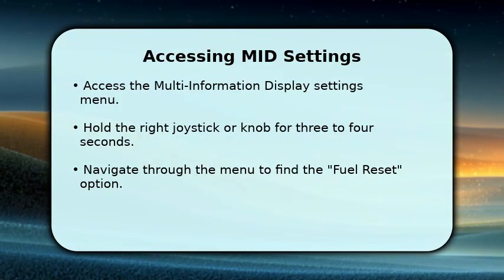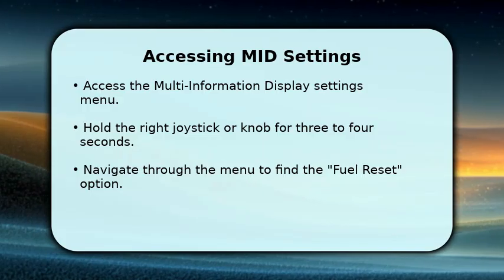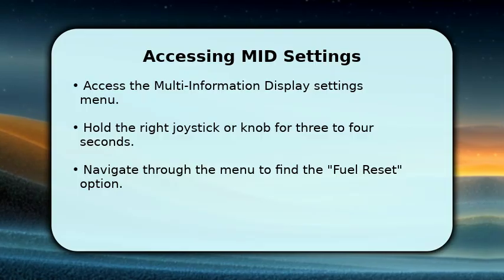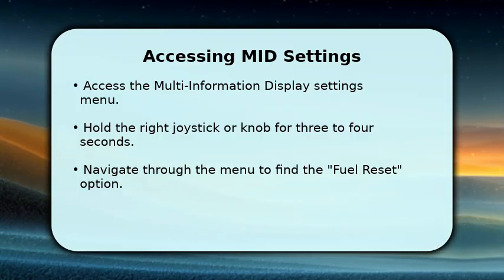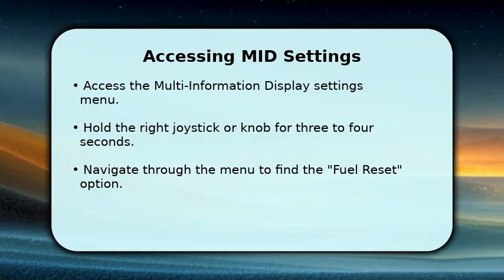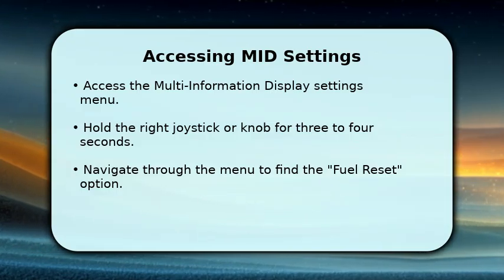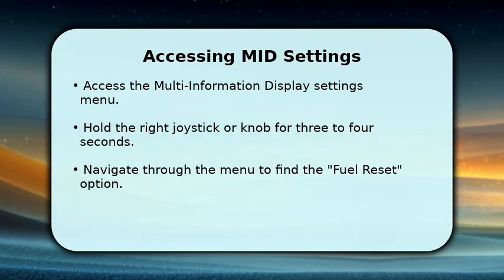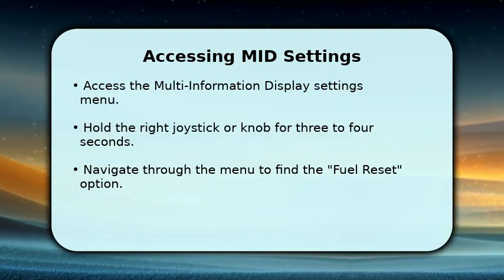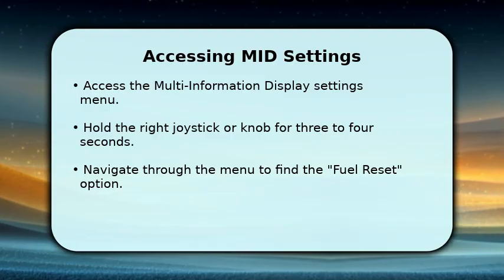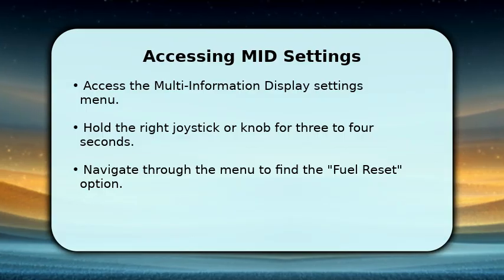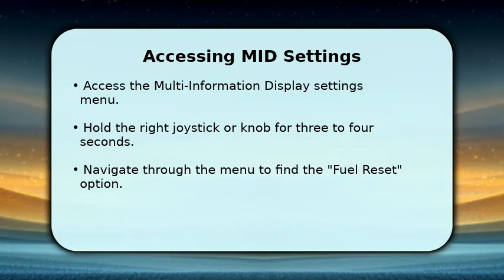For more control, you can use the Multi-Information Display, or MID, settings. To enter this menu, press and hold the right joystick or knob on your instrument cluster for about 3 to 4 seconds. Once inside the settings, you can navigate through the various options. Look for the Fuel Reset option, which offers different ways to manage your fuel economy readings. This method provides flexibility beyond a simple manual reset.